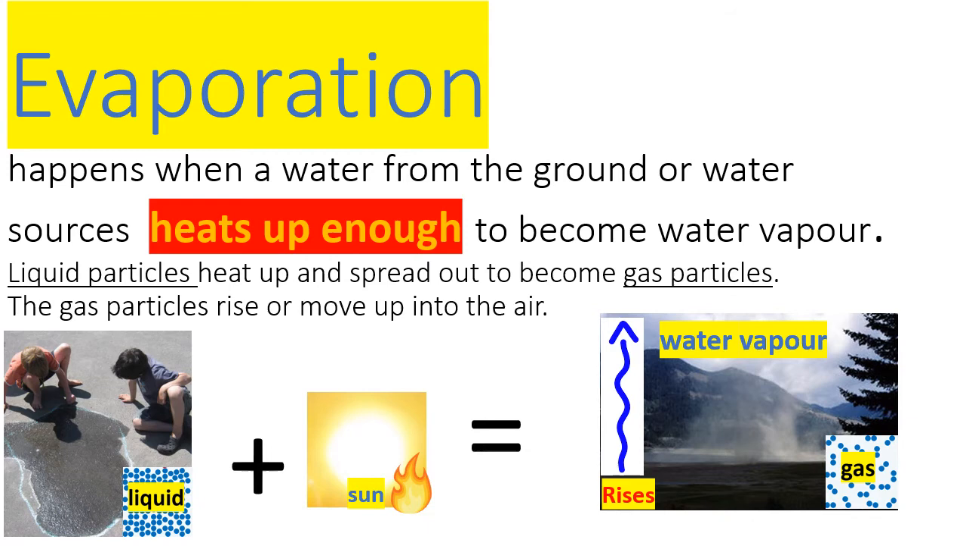Evaporation. What is evaporation? Evaporation happens when water from the ground or water sources heats up enough to become water vapor. So liquid particles heat up and spread out to become gas particles. The gas particles rise or move up into the air. So you see liquid in the picture with the two kids. There's some liquid on the ground there, on the floor there. And then with enough heat from the sun, you get water vapor. That's a gas, and that rises.